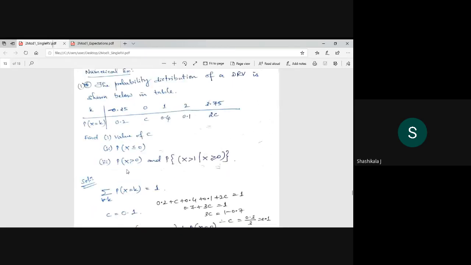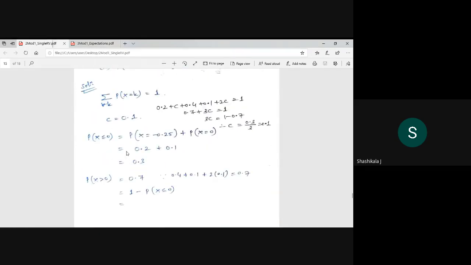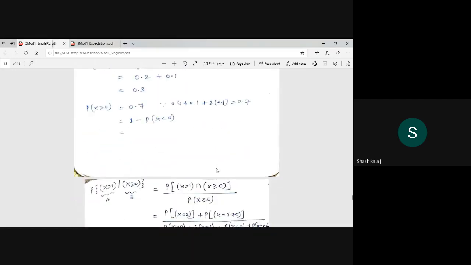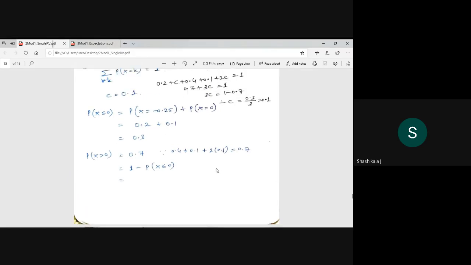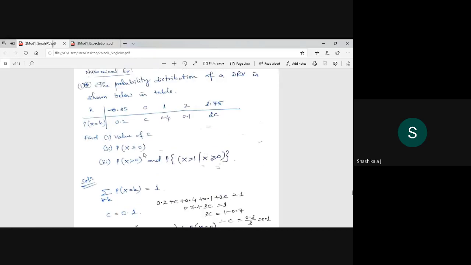Next, what is the probability of X greater than 0? Now we have already obtained X less than 0. Otherwise, you can add these probabilities: the probability of this, the probability of 2, and the probability of, okay. So X greater than 0. If it is greater than 0, do I have to include 0 or not? Yes.